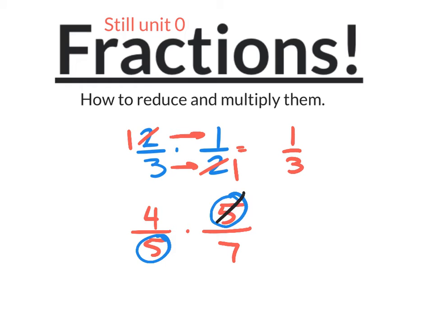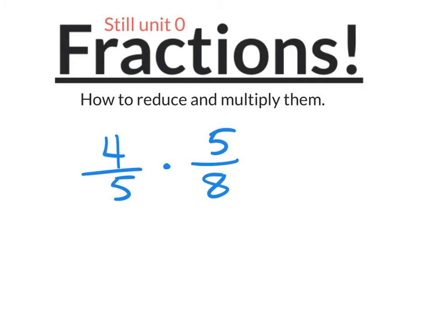So 5 cancels with 5. It's kind of like if you had a 1 right here and a 1 right there, and then you just multiply. 4 times 1 is 4. 1 times 7 is 7. 4/7. Done. Cool. Let's do another similar one.